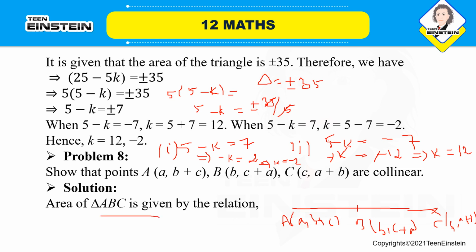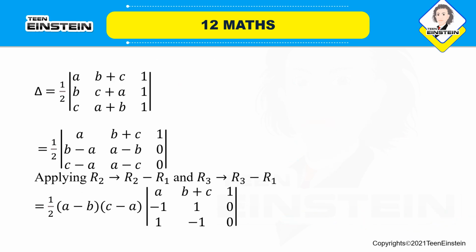Okay, so using that result, we have half into the first vertex is A comma B plus C. So substitute here A, B plus C. Second vertex is B comma C plus A. So B, C plus A. Third vertex is C comma A plus B. So substitute here C, A plus B. The third column elements are 1 1 1. Okay. Now if we are able to show that the delta value, determinant value is 0 means, then the 3 points are collinear points. Okay.